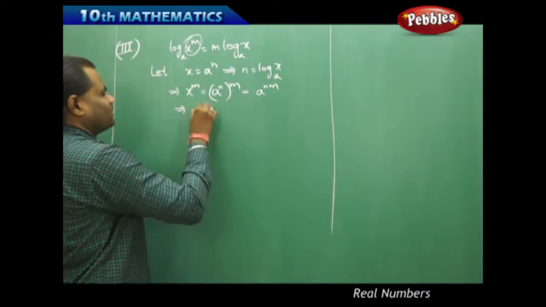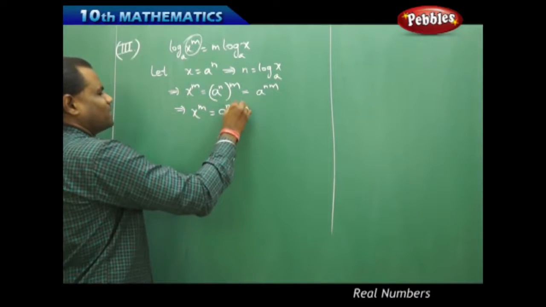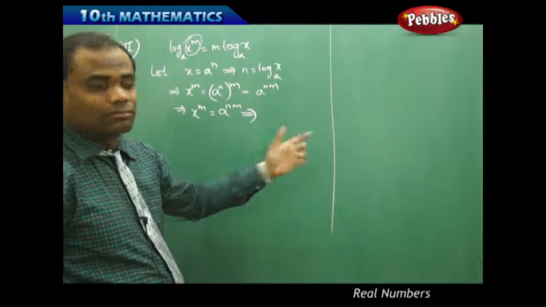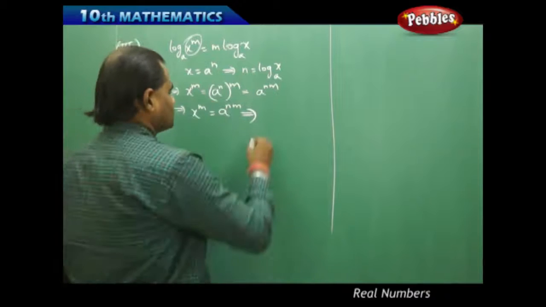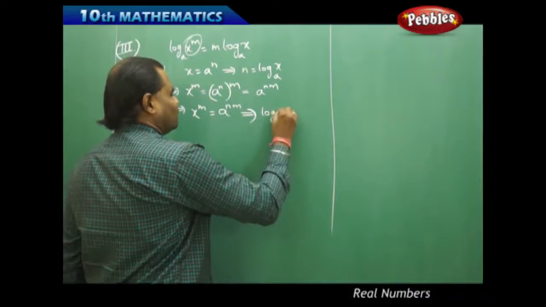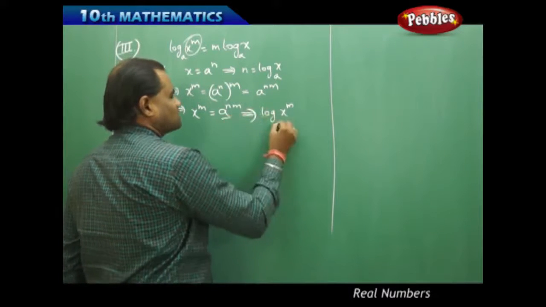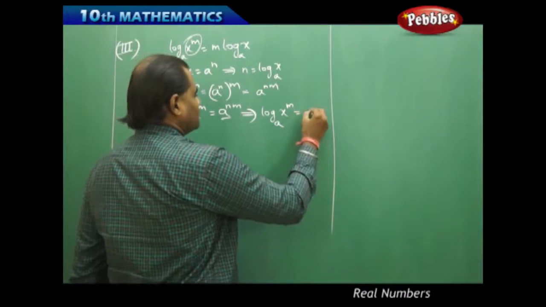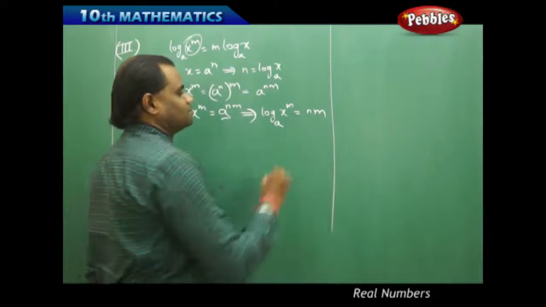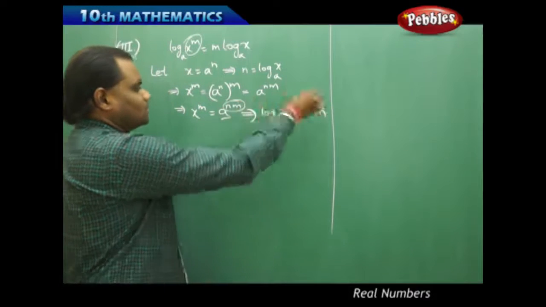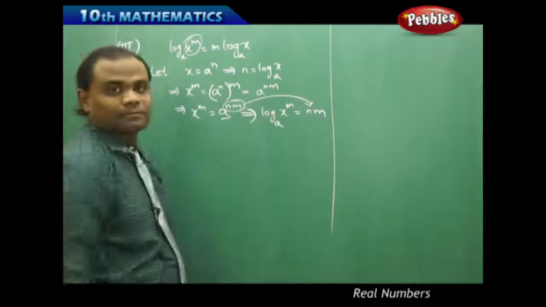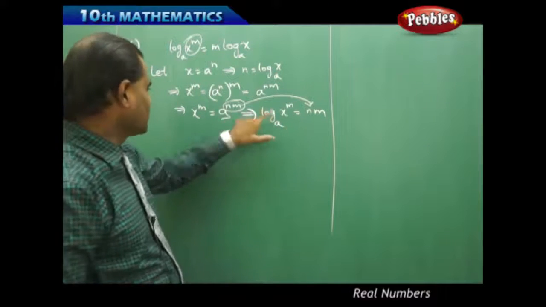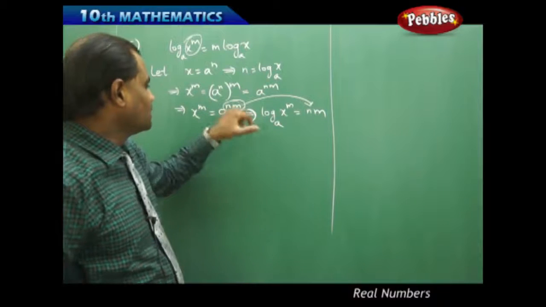That implies, finally, I get x power m is a power nm, so that when I convert this exponential to logarithmic form, a equal to b power c, then log of x power m to the base a will directly be equal to nm. The exponent goes to the right hand side. Therefore, this exponent gets converted to the logarithmic equation as log x power m to the base a equal to nm.